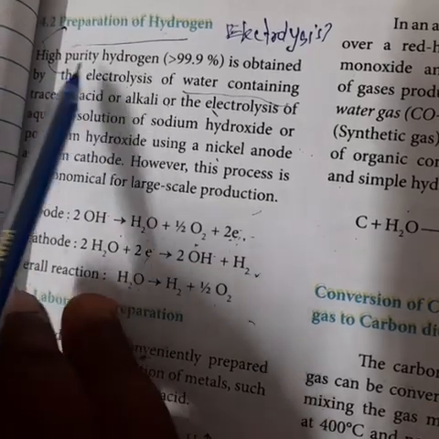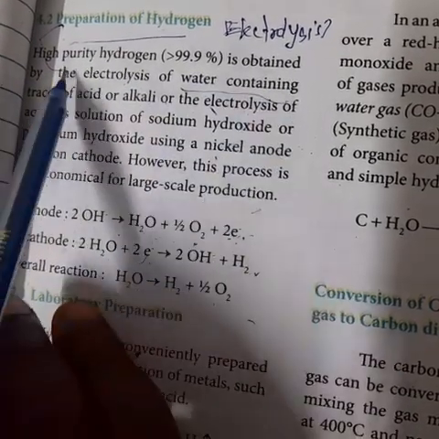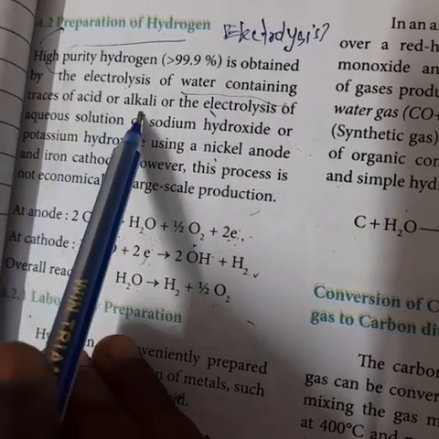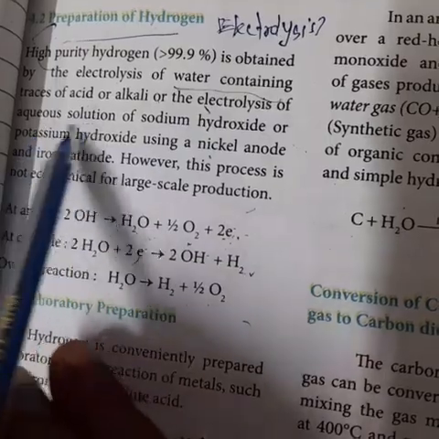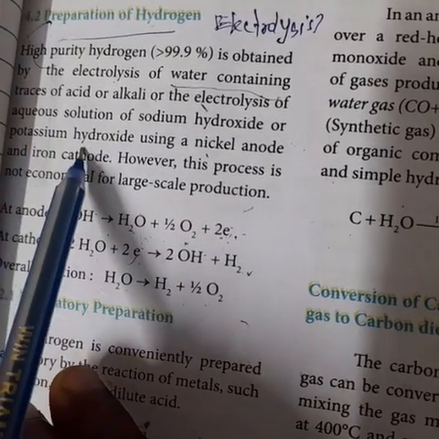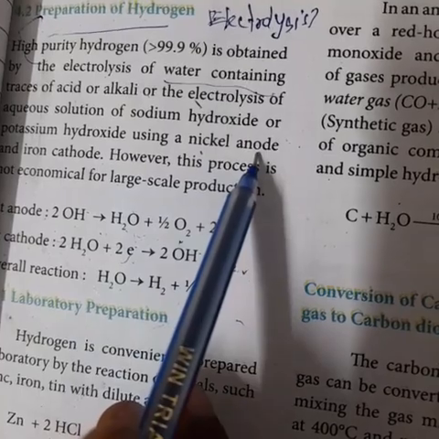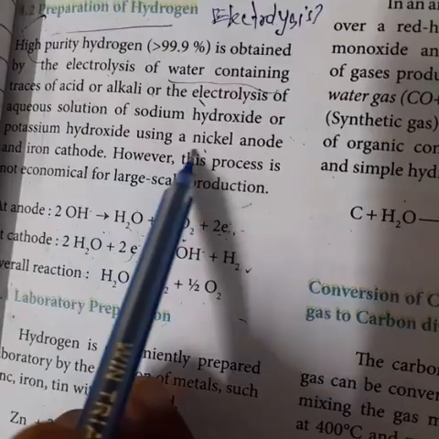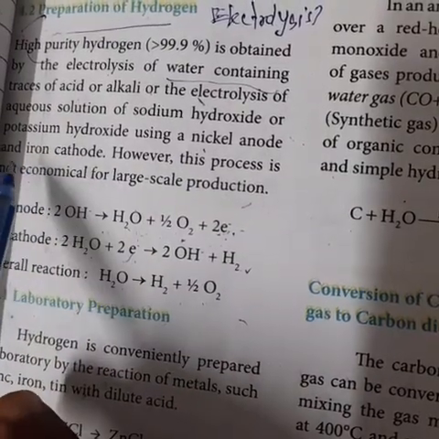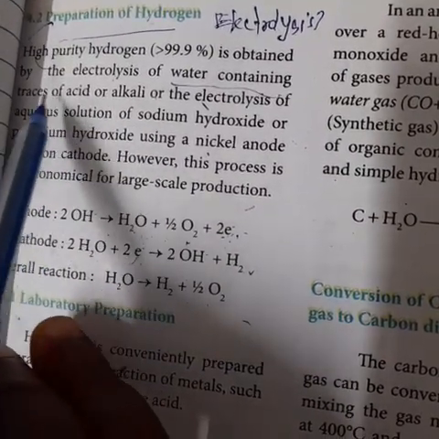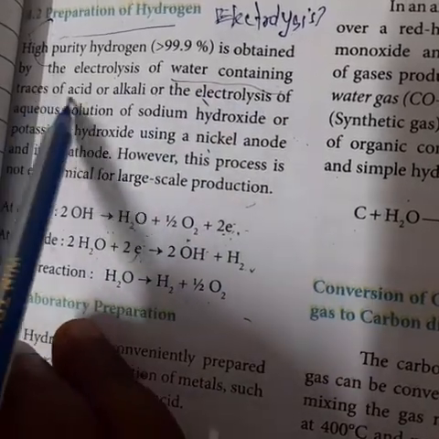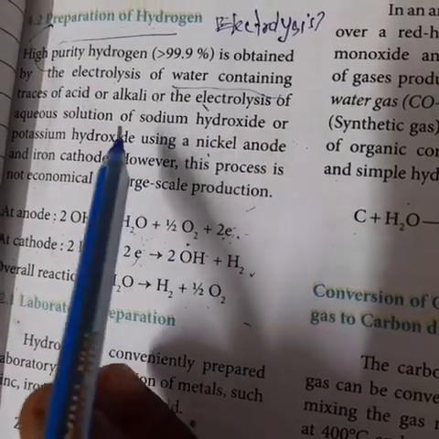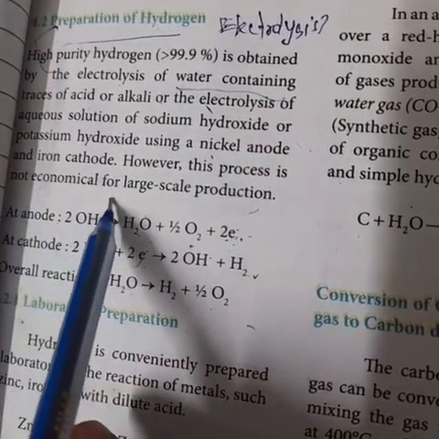To mark for the question: high purity hydrogen is obtained by the electrolysis of water containing traces of acid or alkali, or the electrolysis of an aqueous solution of sodium hydroxide or potassium hydroxide using a nickel anode and iron cathode. Which one is the anode here? Nickel is the anode and iron is the cathode. Which one is the electrolyte we are using here? Water containing traces of acid or alkali. However, this process is not economical for large scale production.